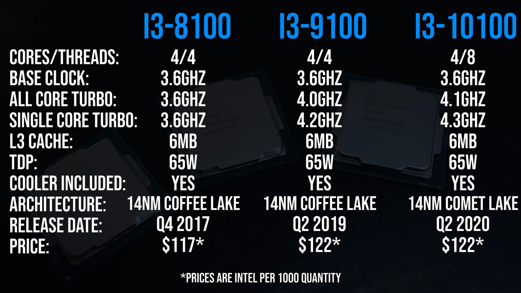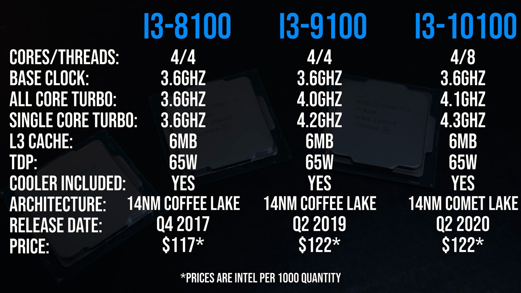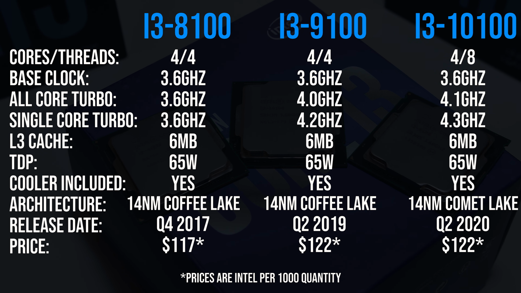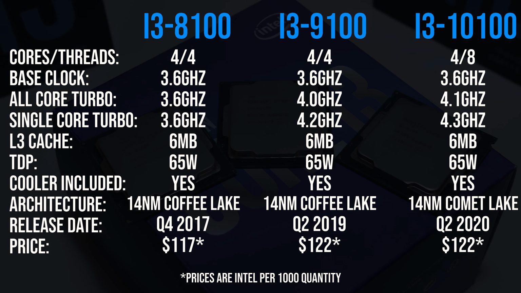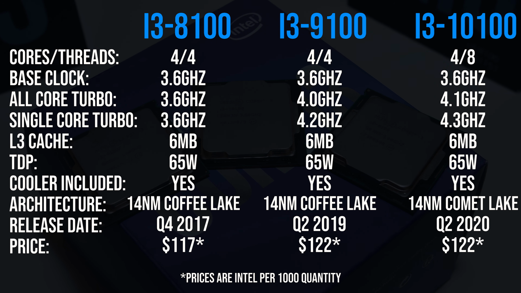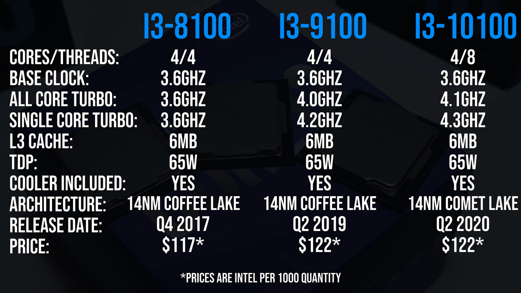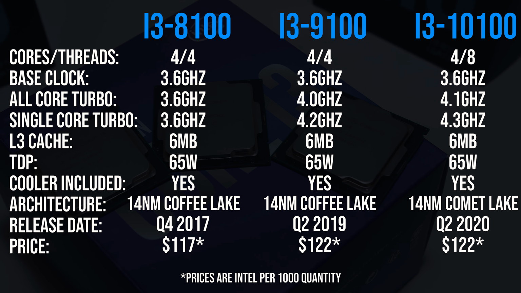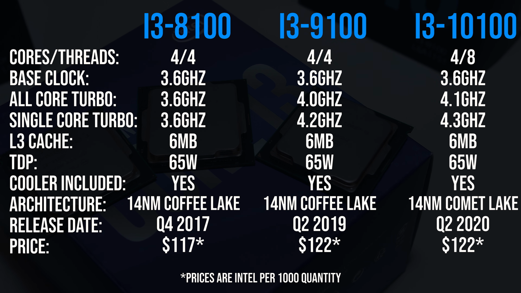All three processors have 4 cores, however only the newest 10th gen 10100 has hyperthreading. The older 8100 and 9100 do not. All three have the same amount of cache and same base clock speed, however the maximum turbo speed increases with each generation. I'm comparing these processors because I think it'll be interesting to see how the i3 has changed over time, and also to look at the difference hyperthreading will make.